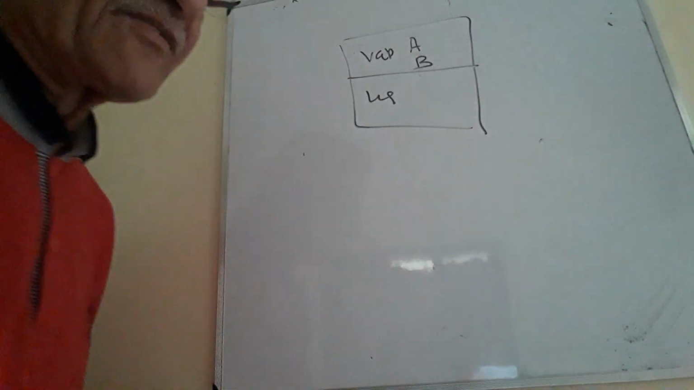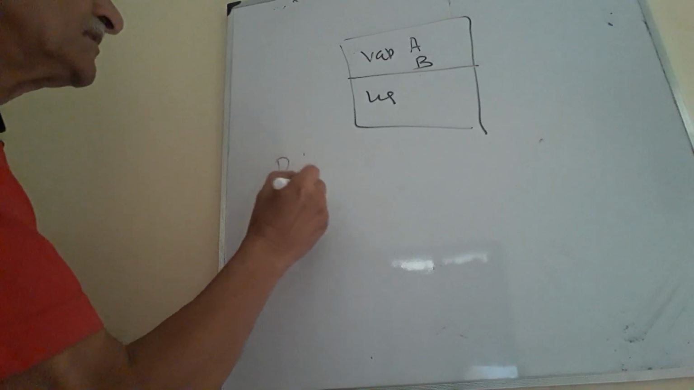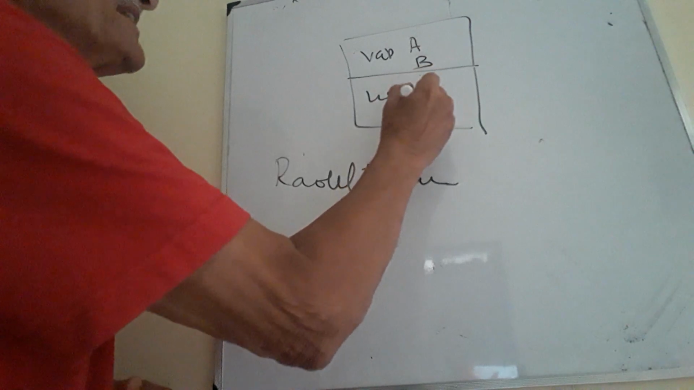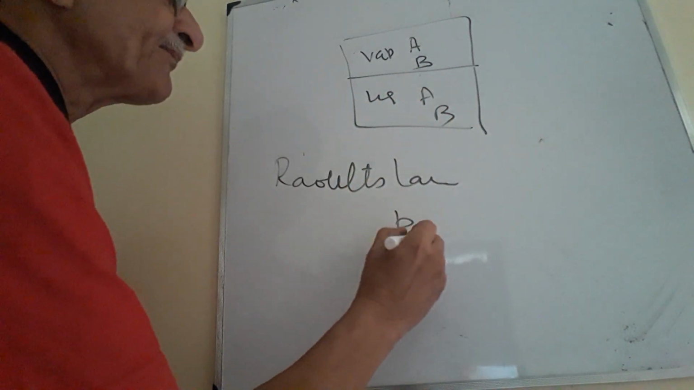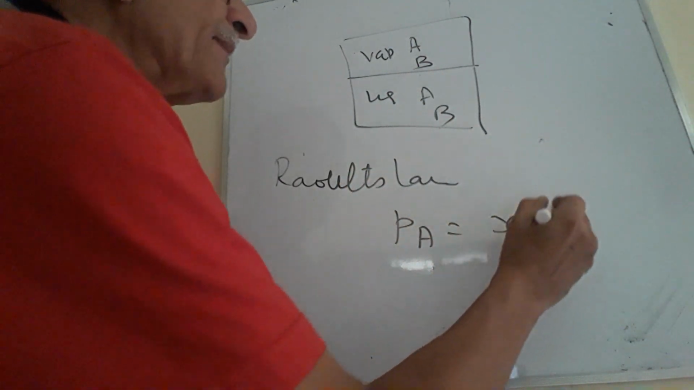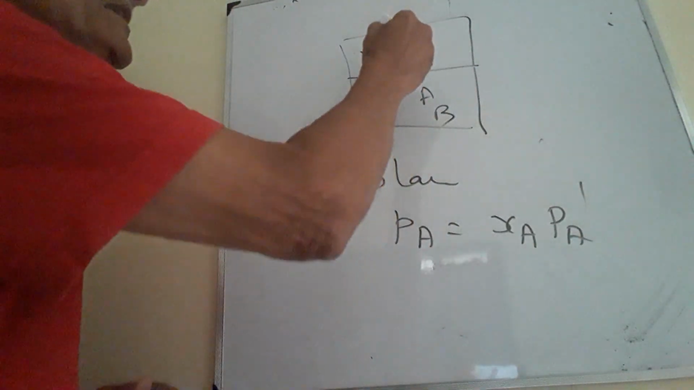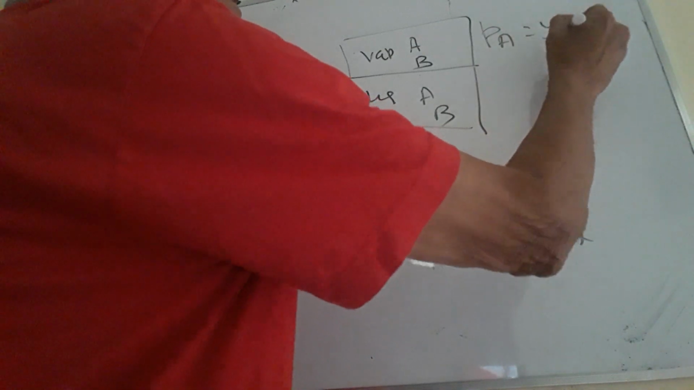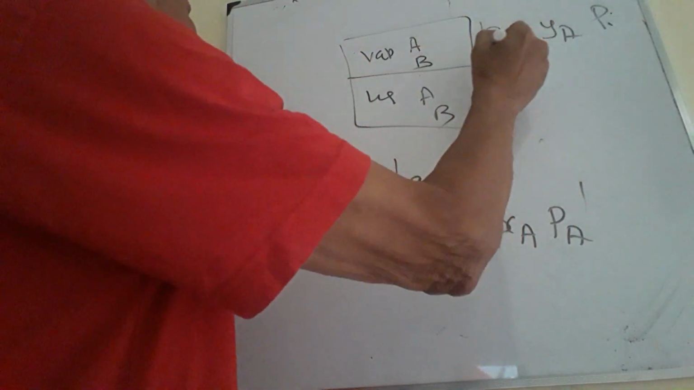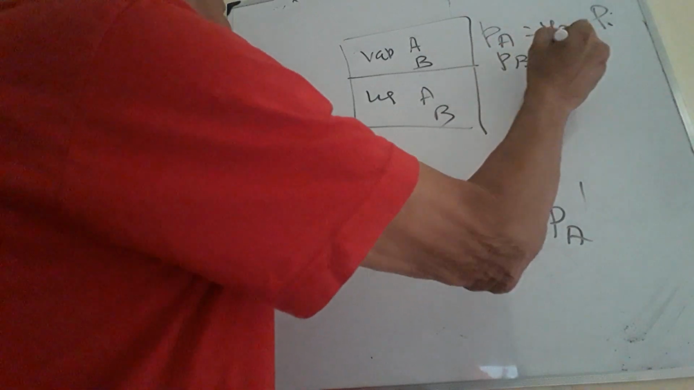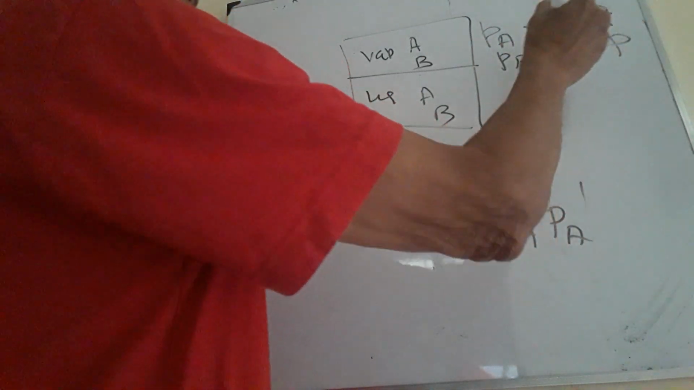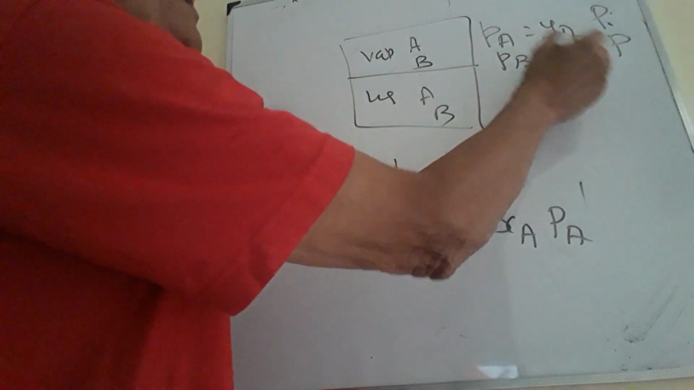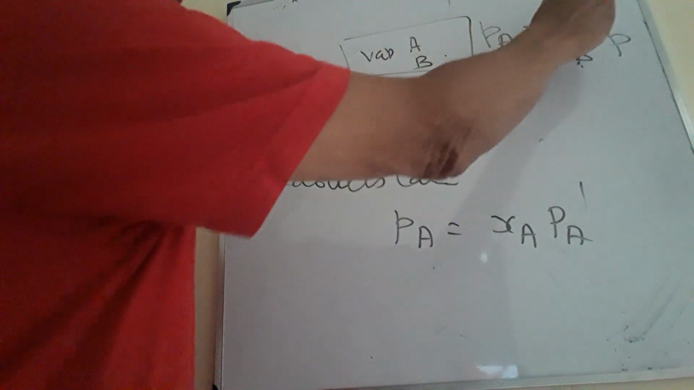For ideal solutions, we use Raoult's law. For A and B, the partial pressure of A is equal to XA into PA prime. In the vapor phase, we can write PA equals YA into P, and PB equals YB into P, where YA is the mole fraction of A in the vapor phase. Y stands for the vapor phase. YB is the mole fraction of B in the vapor phase. And PA plus PB equals P.